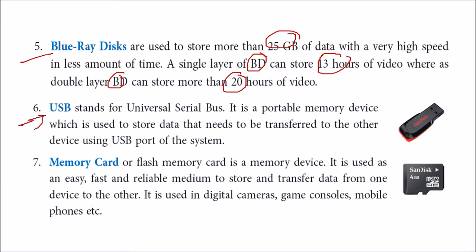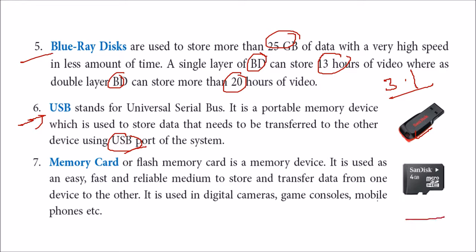Then we come to USB, Universal Serial Bus. We have now reached 3.1, which gives 1 Gbps and more of data transferring speed. This is a portable memory device. We all are using it now, to store data that needs to be transferred to another device using the USB port. We'll be discussing this shortly.